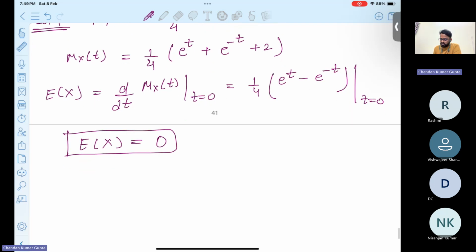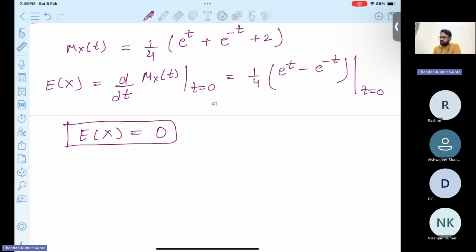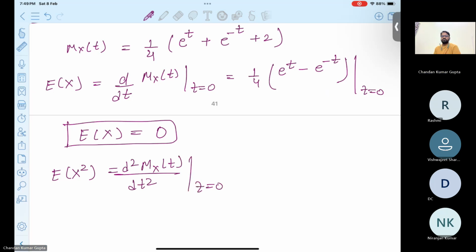Okay, now we need to calculate the variance of x. So again, the expectation of x square is the second derivative d2 by dt2 of the MGF M_x(t) at t equal to 0. We need to calculate this. So it's 1 by 4 again. The first order differentiation is already written on the page above. Okay, the first order differentiation is this.